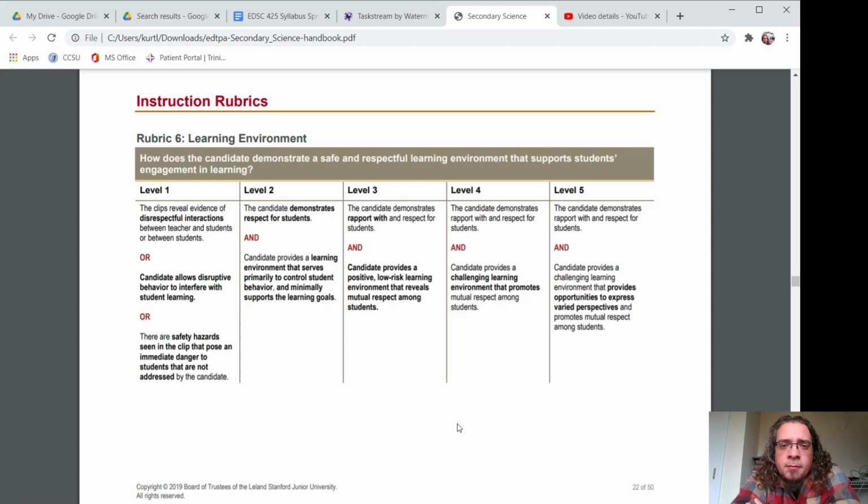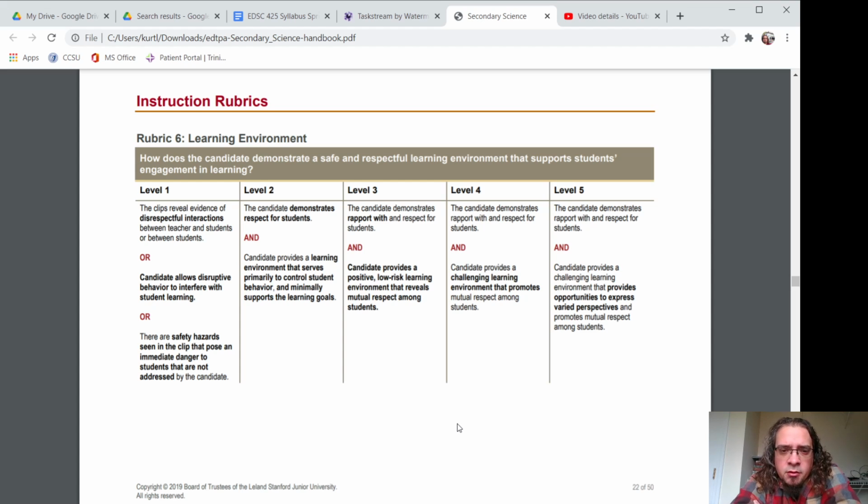So what's level 4? The new piece is in the second part there, and it says provides a challenging learning environment that promotes mutual respect. So the difference there is just what it says, which is that it's clear, at least to the evaluator, that the environment is one that's challenging them to keep learning, right? To keep going for the next thing.